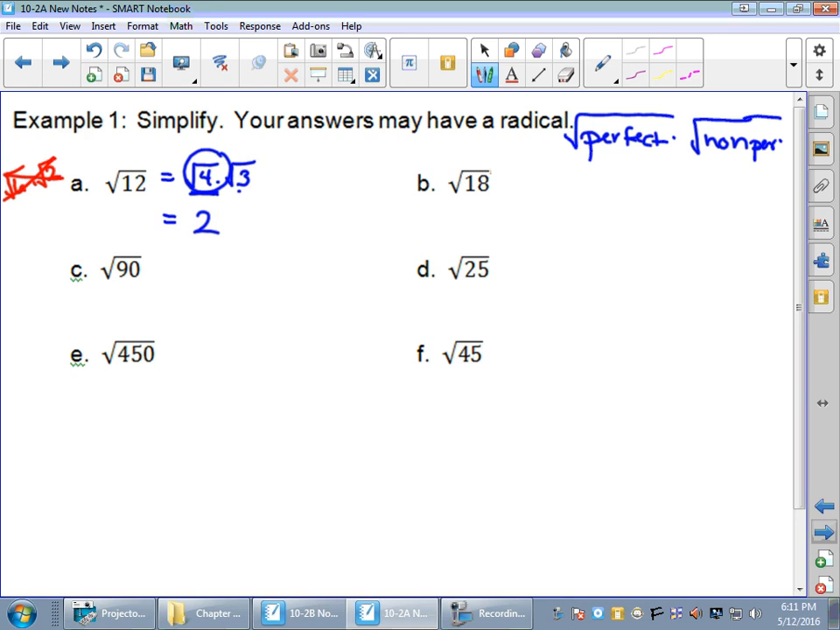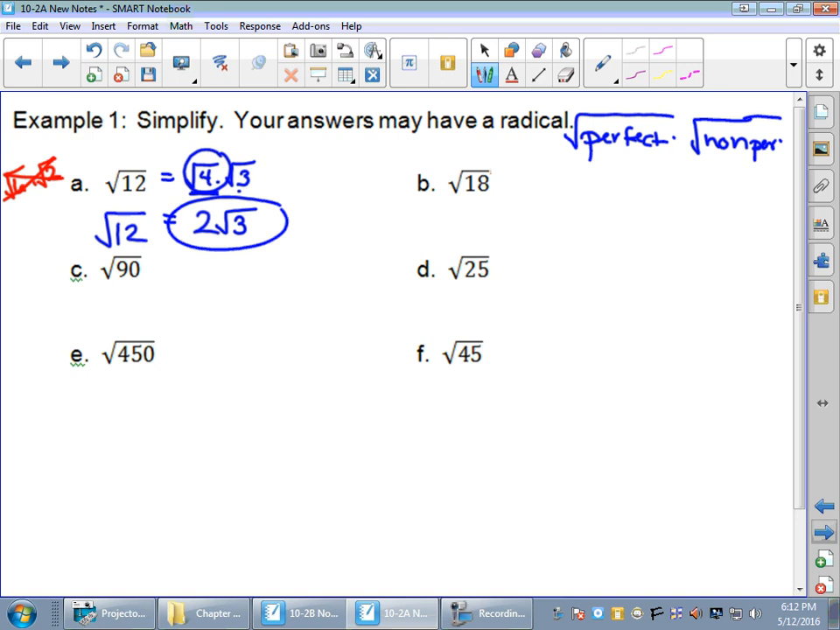The square root of 3 is ugly. And so you get 2 times the square root of 3, and you are done. The square root of 12 is equivalent to 2 times the square root of 3. Now, you could check your answers using your calculator. When you type in the square root of 12, you'll get an ugly decimal. And then when you type in 2 times the square root of 3, you'll get the same exact ugly decimal.